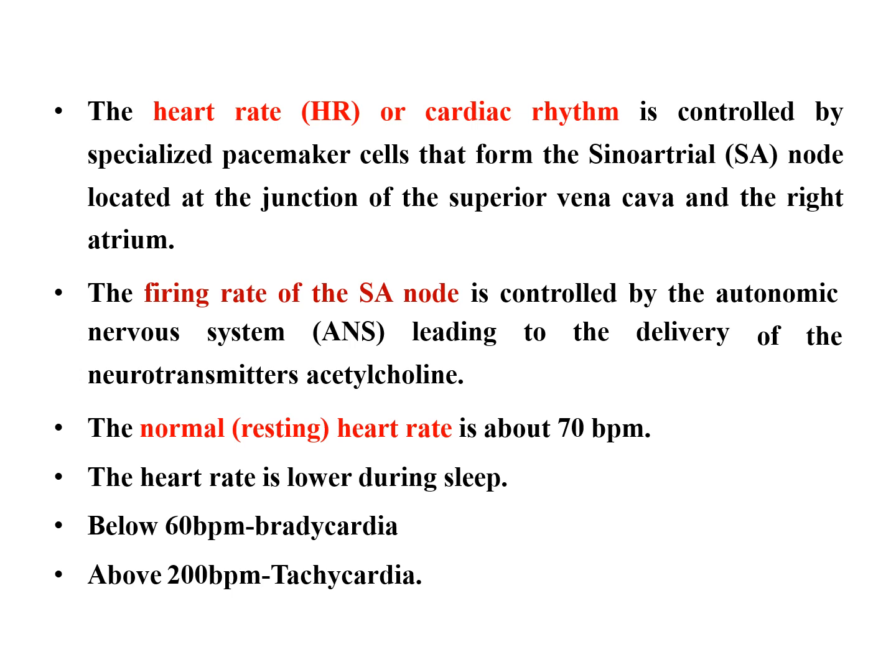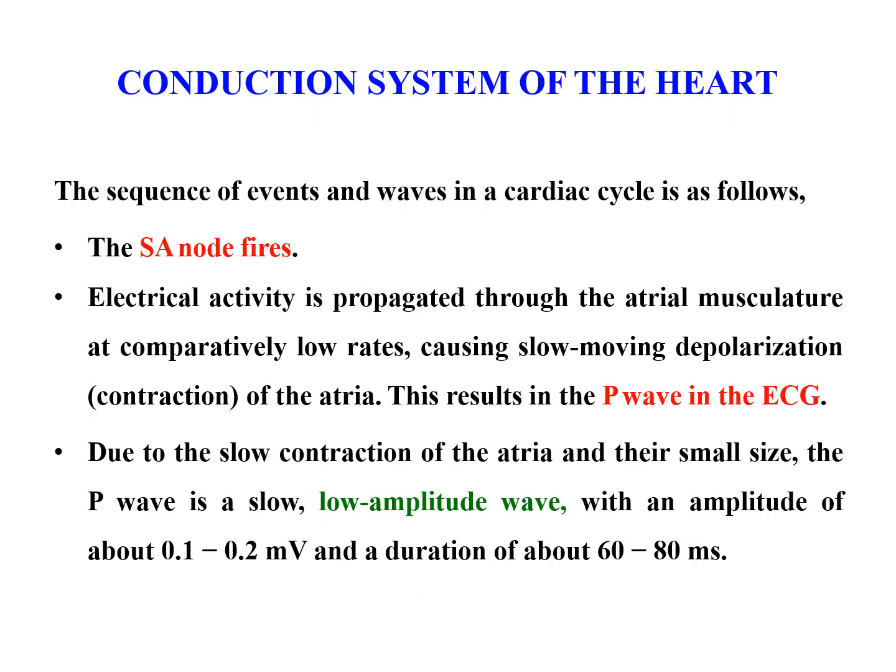Next, heart rate or cardiac rhythm is controlled by specialized pacemakers, the sinoatrial node (SA node), and the ANS conducting systems. The normal heart rate is 70 beats per minute. The heart rate is lower during sleep. Below 60 beats per minute is bradycardia; above 100 beats per minute is tachycardia.